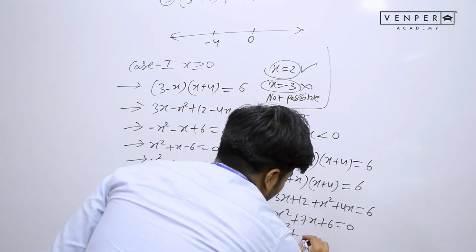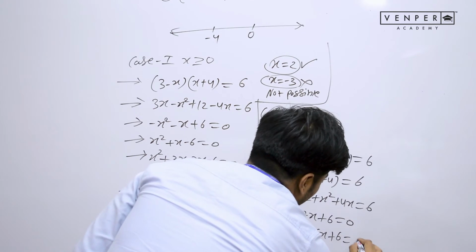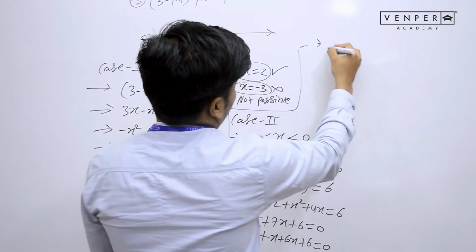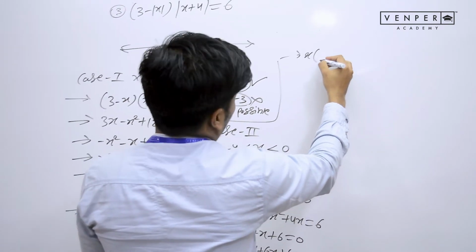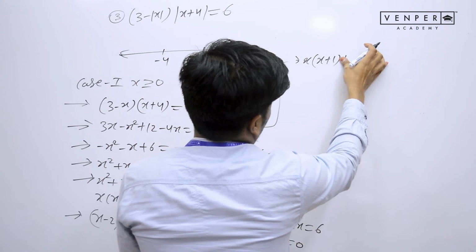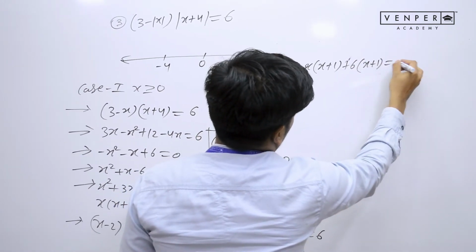x² + 7x can be written as x² + x + 6x + 6 = 0. Let's keep on solving here. I'm writing the next step here. From x² I can take x common. Again, what will be left? x + 1 will be left. If I take 6 common here, again x + 1 will be left, equals to 0.